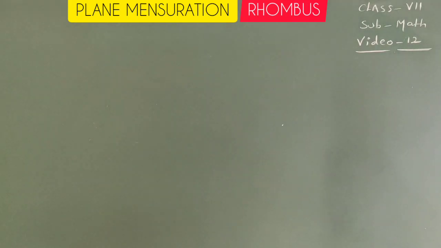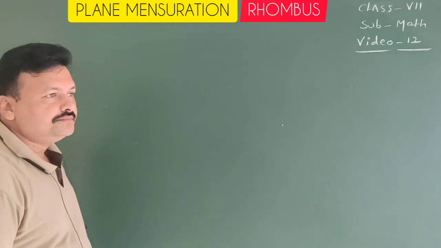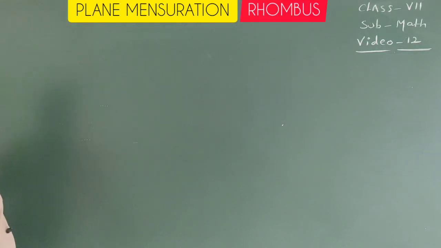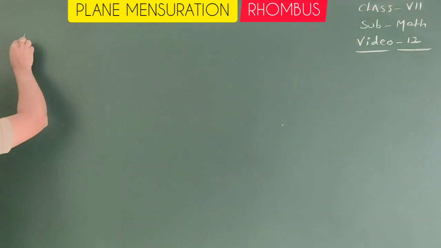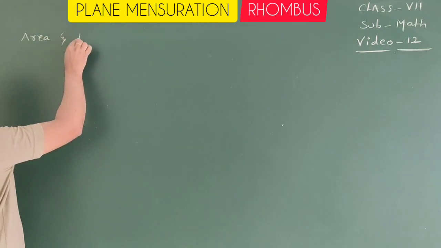In the previous video, we have learned the problems based on area and perimeter of trapezium. In this video, we have to learn area and perimeter of rhombus.